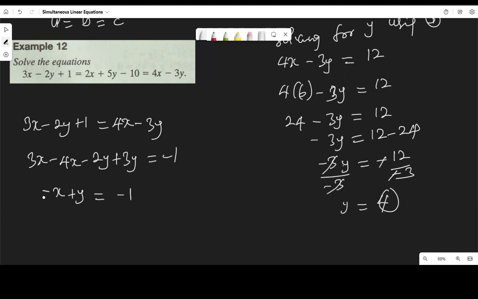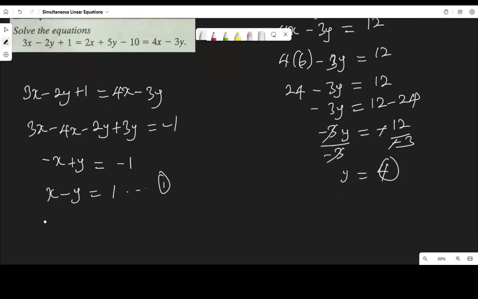I would like to get rid of this negative here, so I'll multiply through by negative 1. So negative 1 multiplied here, I'll have plus x, then negative 1 multiplied by this, I'll have this equal to 1. Let me call that equation 1.